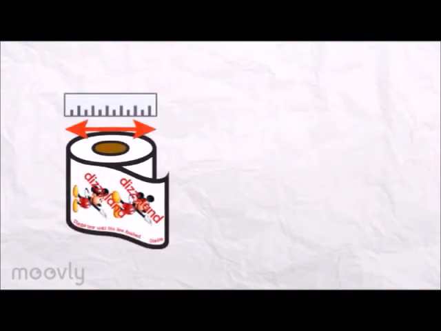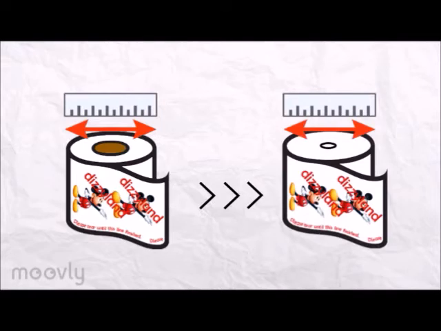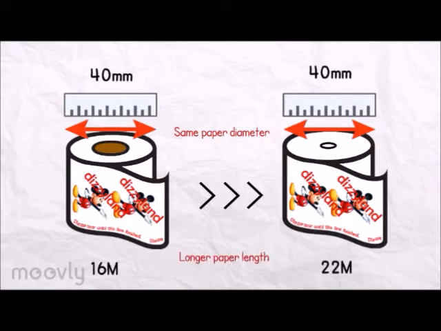If you choose to have a Coreless Paper Roll with the same paper diameter as your current purchase, you'll be sure to get longer paper length. The core is replaced with more paper in order to achieve the same paper diameter. Usually, there will be an extra 10 to 35% paper, depending on the paper roll size. This means fewer changeouts, saving time and enhancing cashier productivity, especially during peak hours.